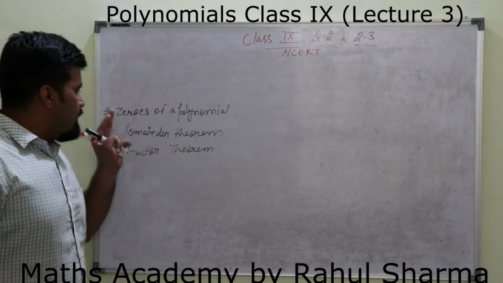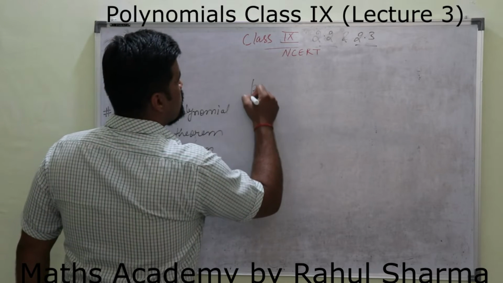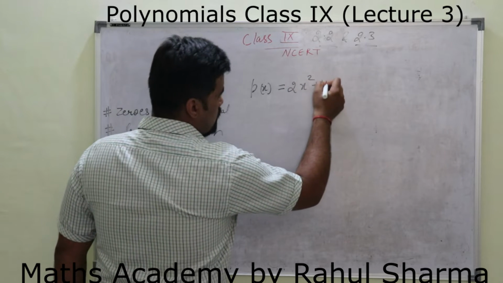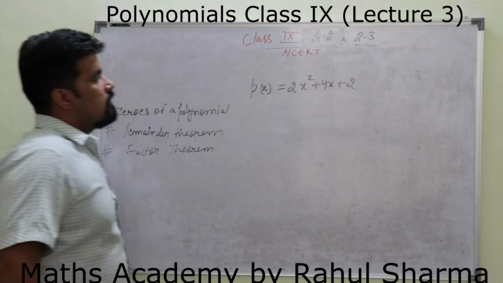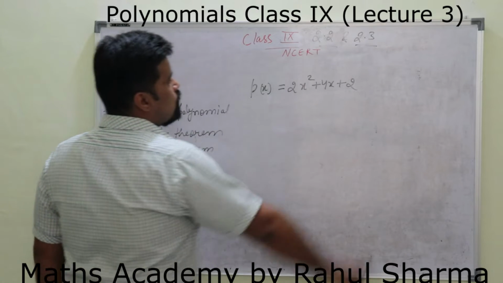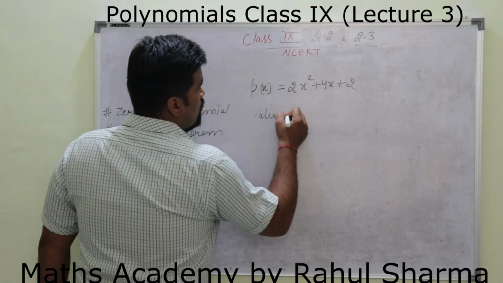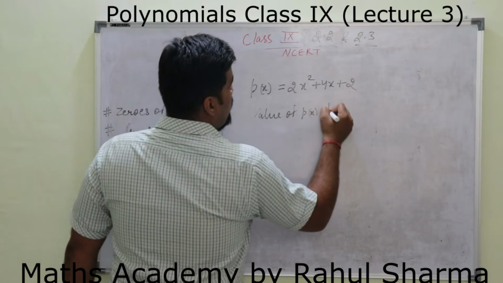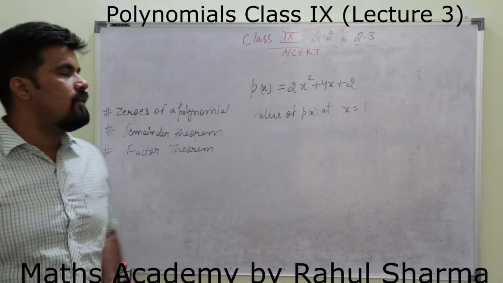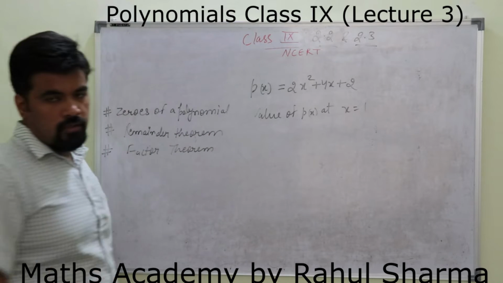But before starting these 3 concepts of a polynomial, we would like to go through something. Suppose there is a polynomial p(x) and it is 2x square plus 4x plus 2, right? Now if I ask what is the value of p(x) at x is equal to 1. Suppose a question is given, p(x) is a polynomial and we have asked the value of this polynomial at x is equal to 1. So how will you find out, right?